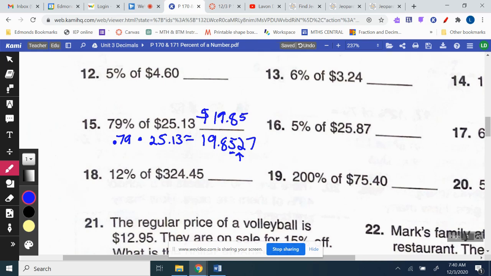I want you guys to get used to this because it will make sense next week when we're going to spend a whole bunch of time on that.